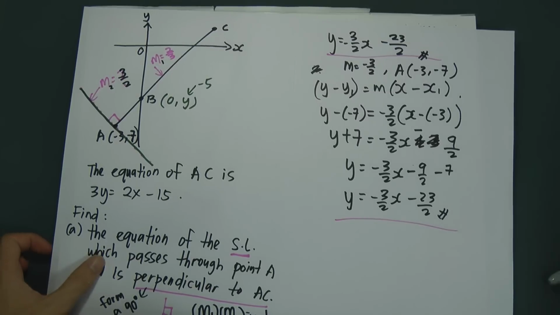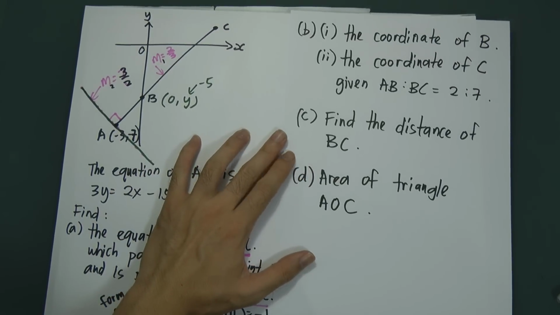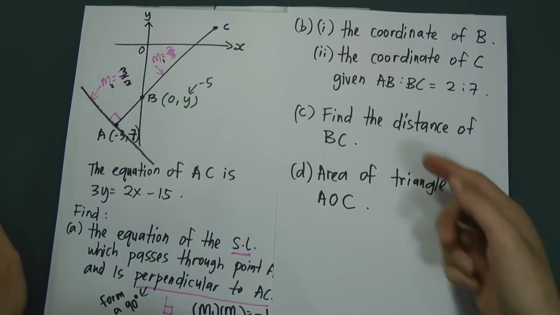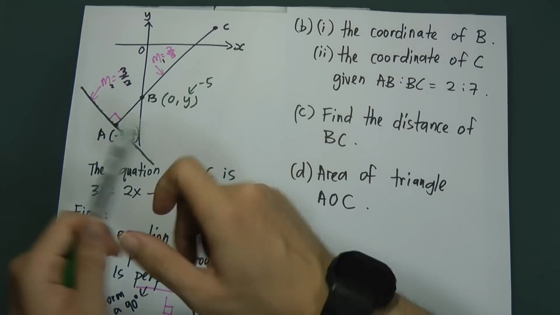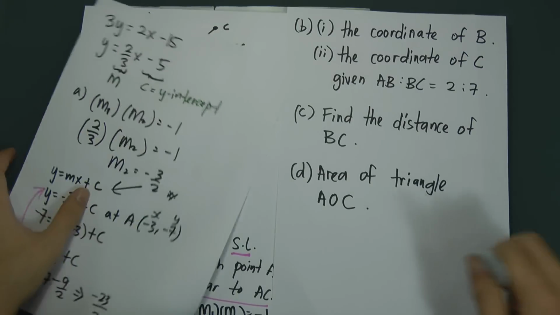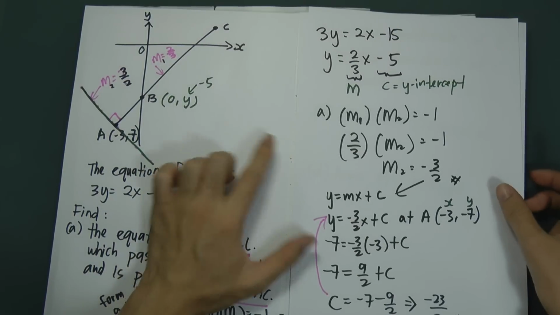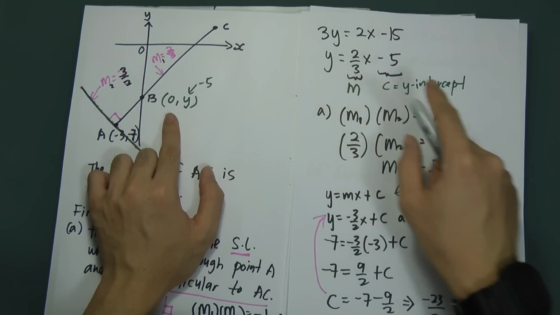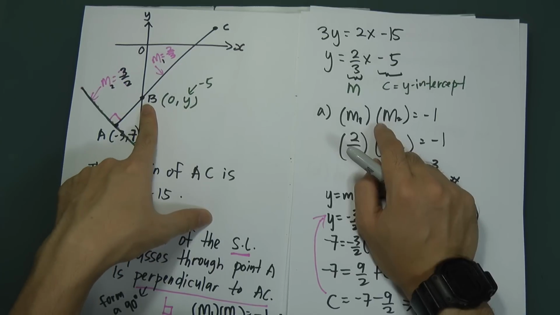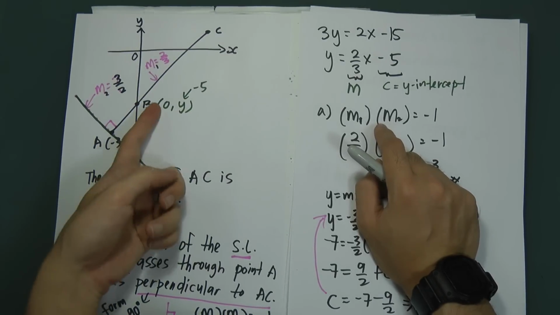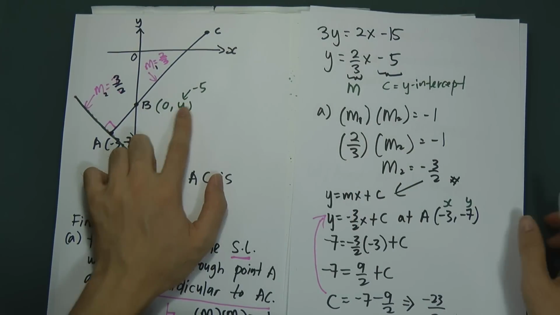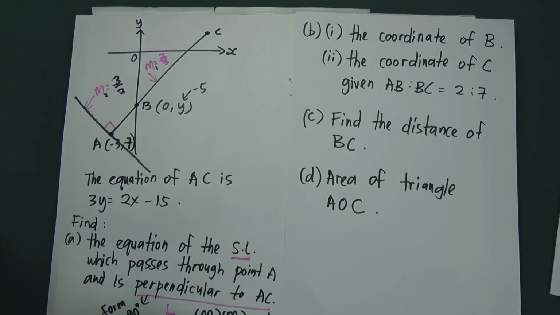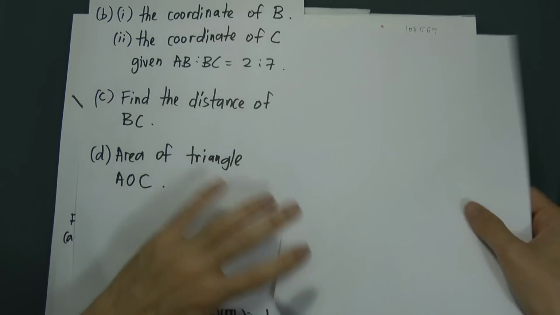Okay, so we go to part B. What does he ask for in part B over here? Part B, he asked you to find the coordinates of B. Okay, very simple. I found this just now because of this one. I got y = 2/3 x minus 5, and then the C is the y-intercept for this straight line. So over here it is -5. So I just put the -5. Therefore, for part B, I can easily get the answer.